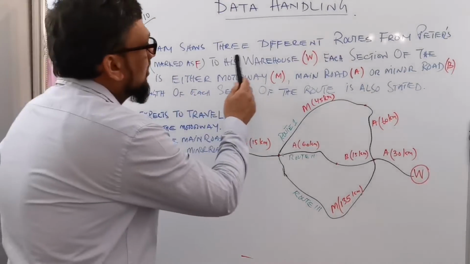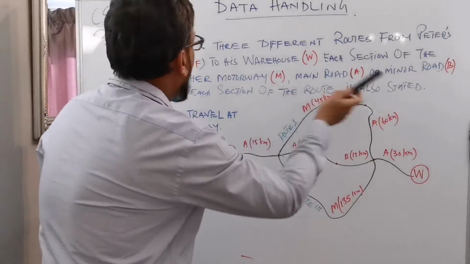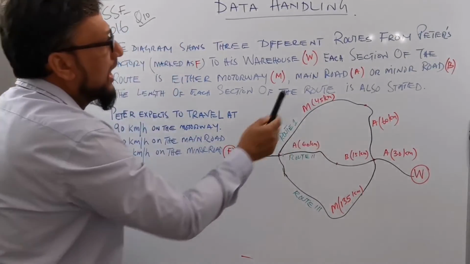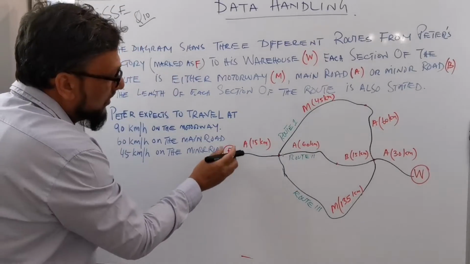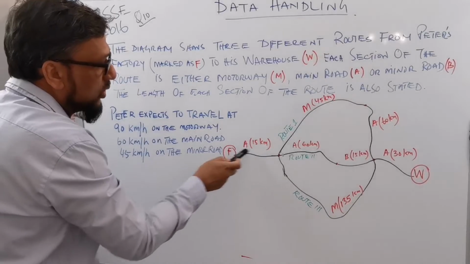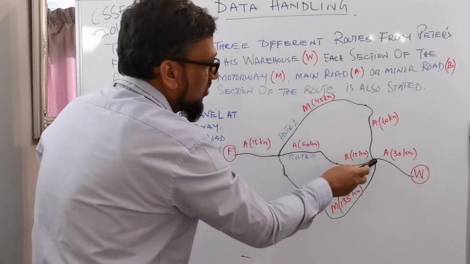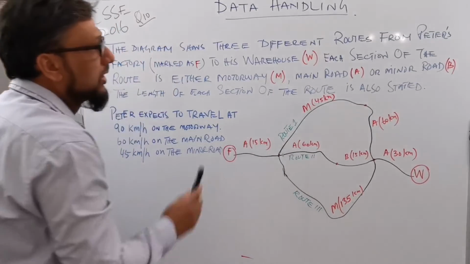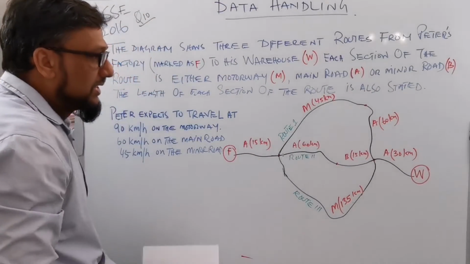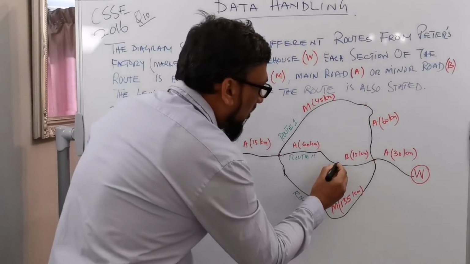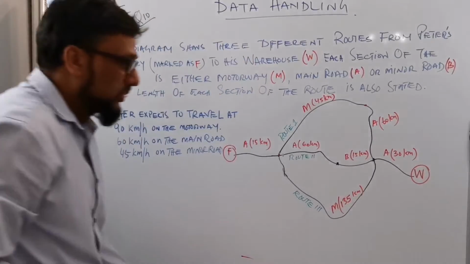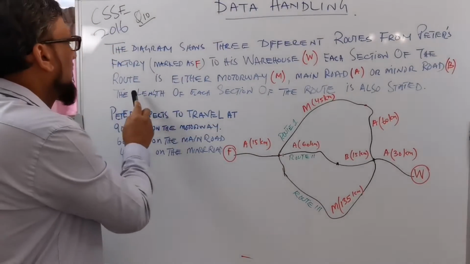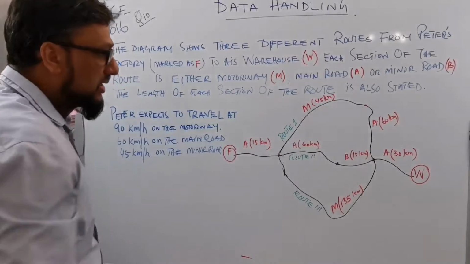The warehouse is represented with a W, and each section of the route is either a motorway, the M represented here, or a main road, which is represented by A. M is a motorway, from here to here, and this one is also a motorway. A is a main road, or a minor road. The minor road, from this point to this point, is a small road, okay? And the length of each section of the route is also given.